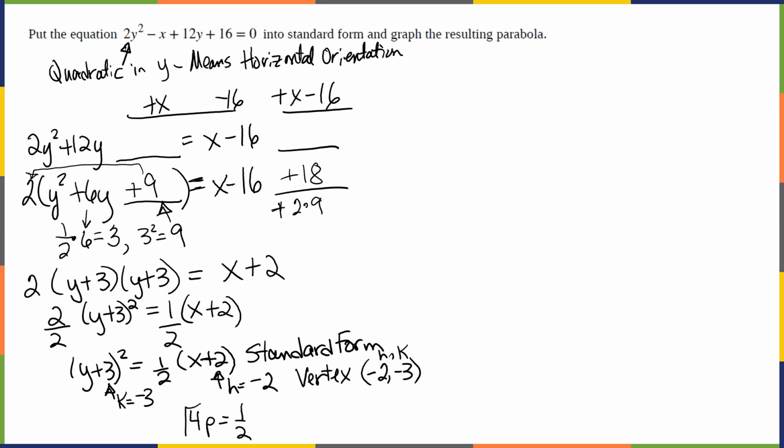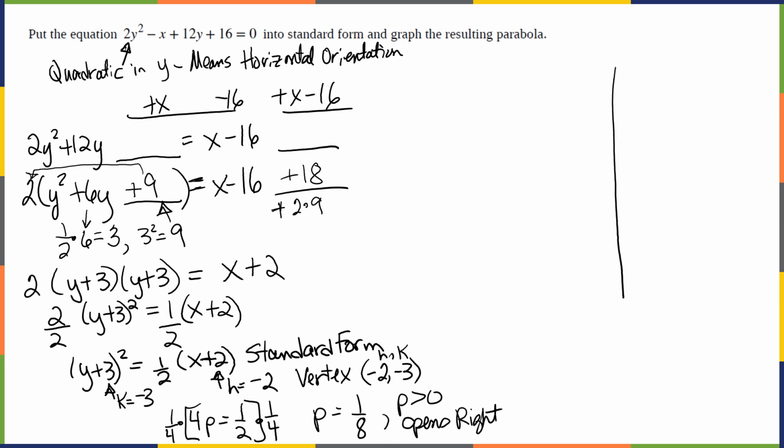Solving for p, we will need to multiply on both sides by 1/4, resulting in a p-value of 1/8. Since p is positive, that means that the parabola opens to the right. Now we're ready to sketch the graph of this result.